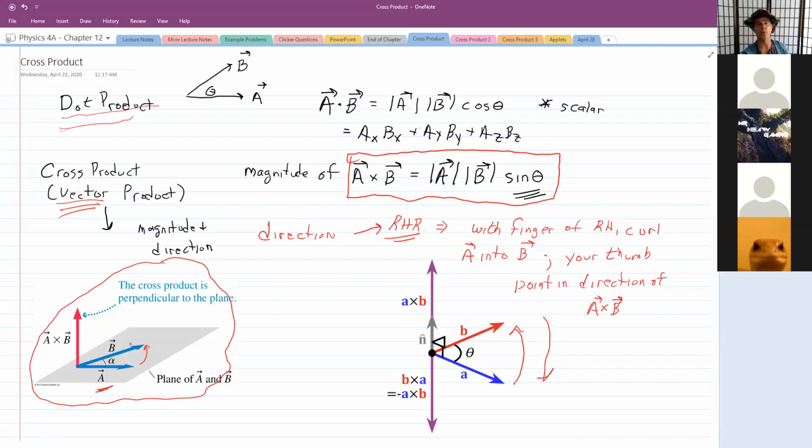And you just need to determine, in this case, is it straight up or straight down? The way you do that is you take the fingers of your right hand and you curl the first vector into the second vector. Your thumb points in the direction of the cross product. So here's my vectors A and B. If I took my right hand and I curled A into B, my thumb would point straight up. So that's the direction of A cross B. On the other hand, if I took B and I curled it into A, then my thumb would point straight down. That would be the direction of the cross product of B cross A.